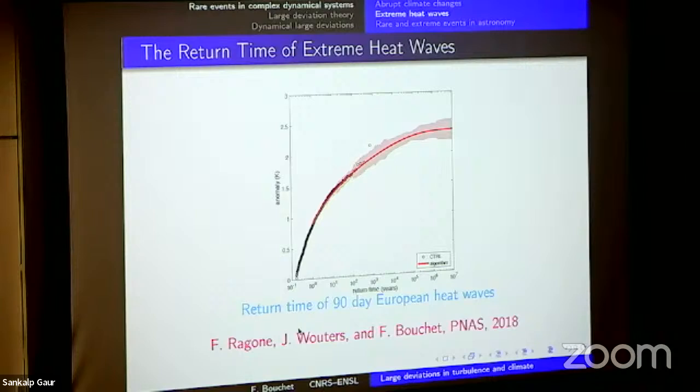Oh, so this is a plot for heat waves defined at the European scale. And so it's a 90 day average. I will give detail about this plot later.